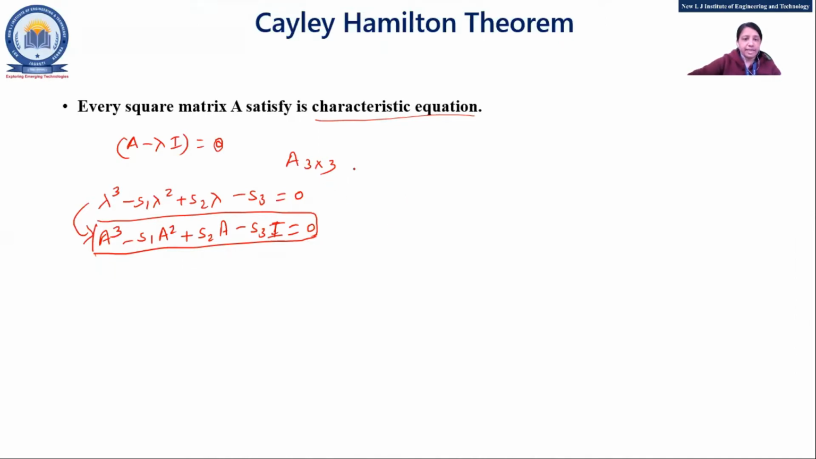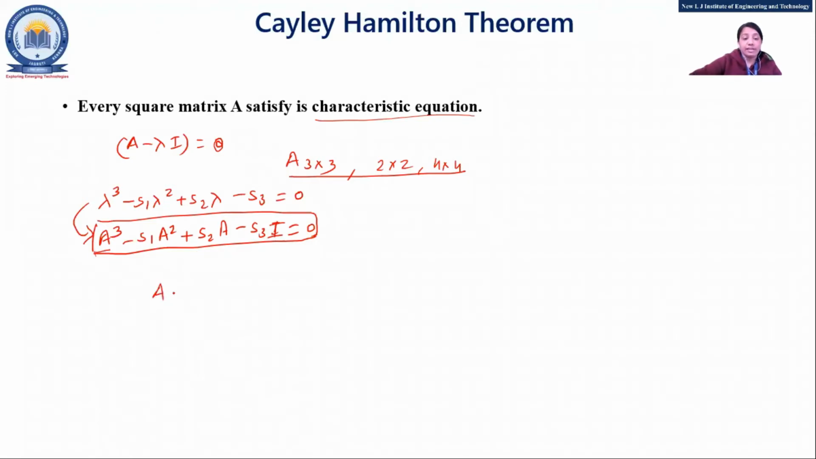The matrix either can be 3 by 3 or it can be 2 by 2 or 4 by 4, whatever. Now, in that one, you need to find out the characteristic equation. What is the procedure that I am telling? And after that, you need to find out whether it is satisfied or not. So for that, you require A cube.